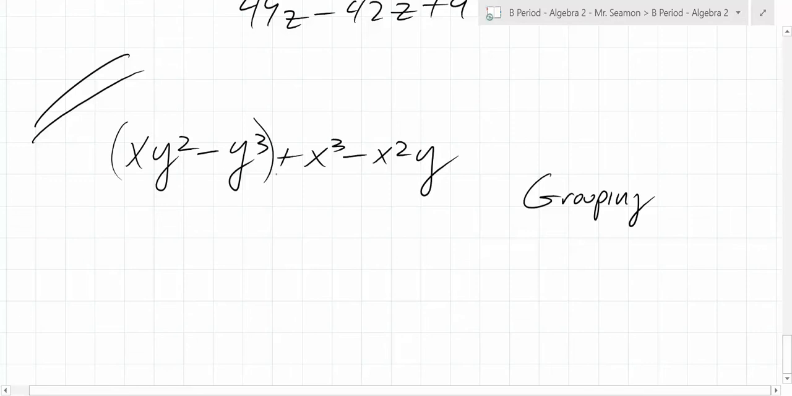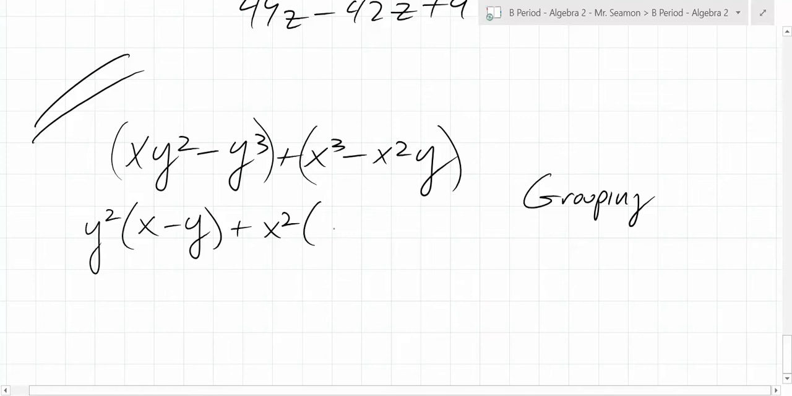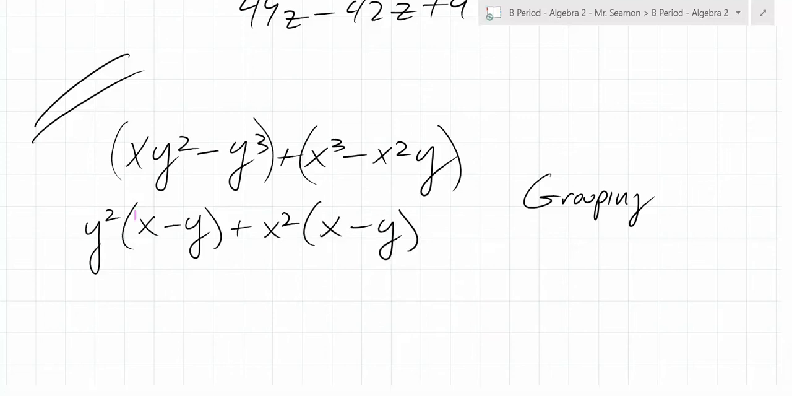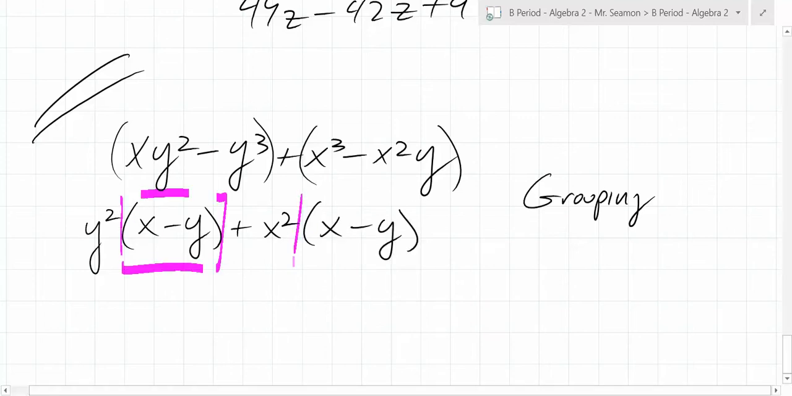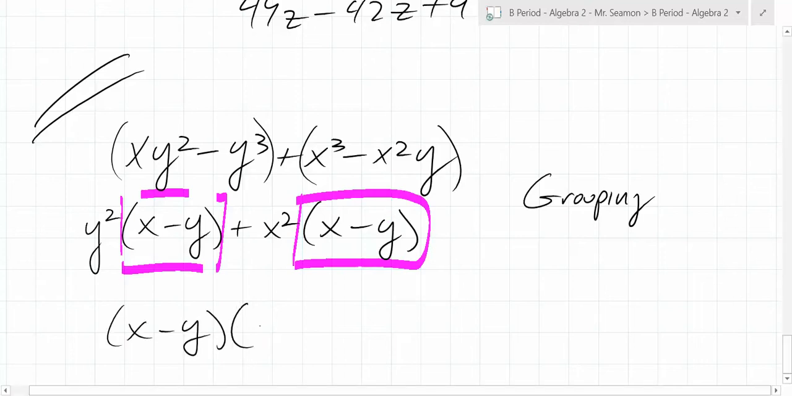Let's do this one right here. What do you want to take out from that one? How about y squared? What do you get? x minus y. And then from this one, what do you pull out? Good. Is that what you want to see? You want to see this, because what can you now pull out of both of them? So you get x minus y times x squared plus y squared. I'm putting it in alphabetical order. You could do y squared plus x squared, that's fine.